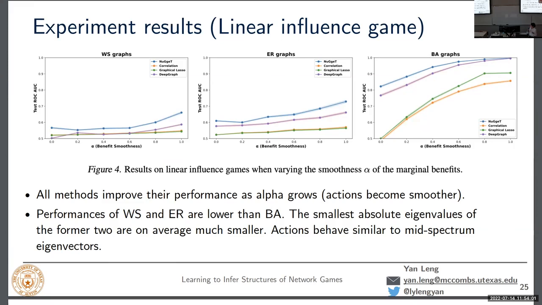So overall, we see that the performance for Watts-Strogatz and Erdős-Rényi is lower than Barabási-Albert. We think the reason is that the smallest absolute eigenvalues of these two graphs are much smaller than Barabási-Albert, and then the actions will behave very similar to the mid-spectrum eigenvectors, which are not smooth at all.